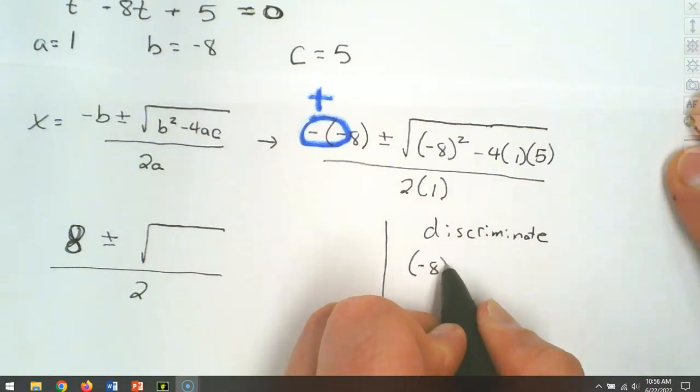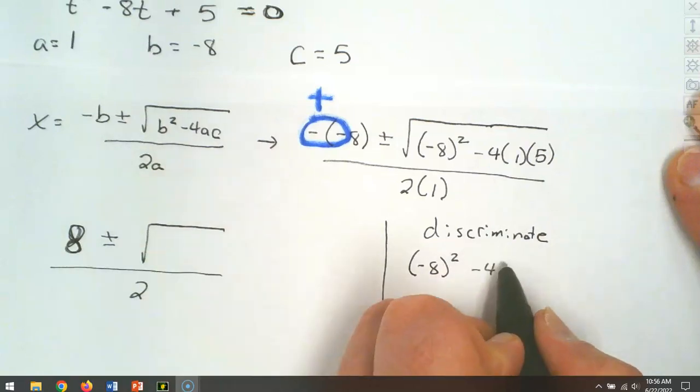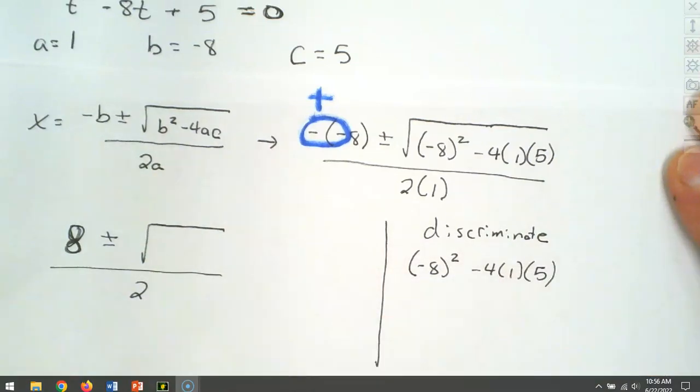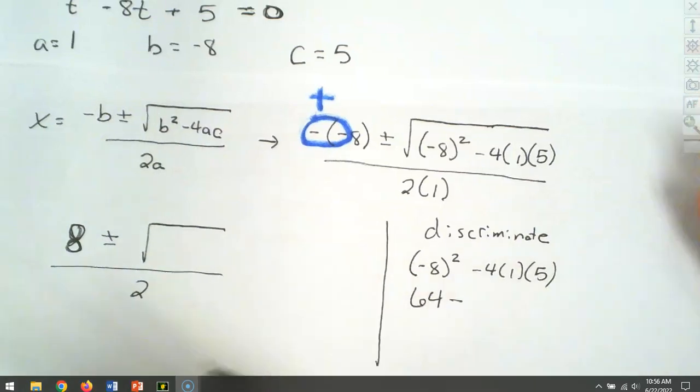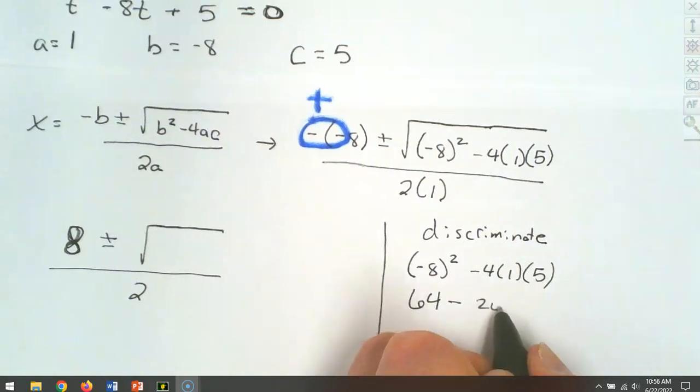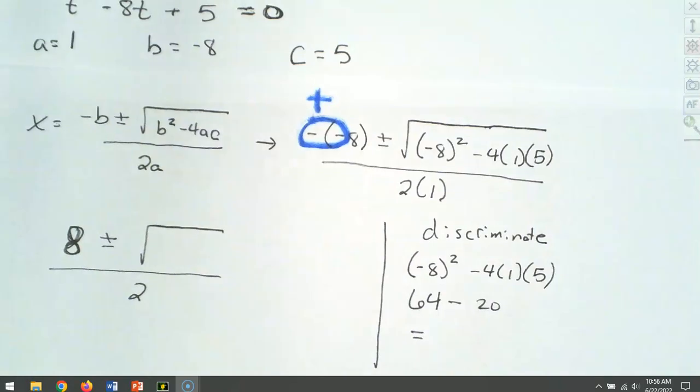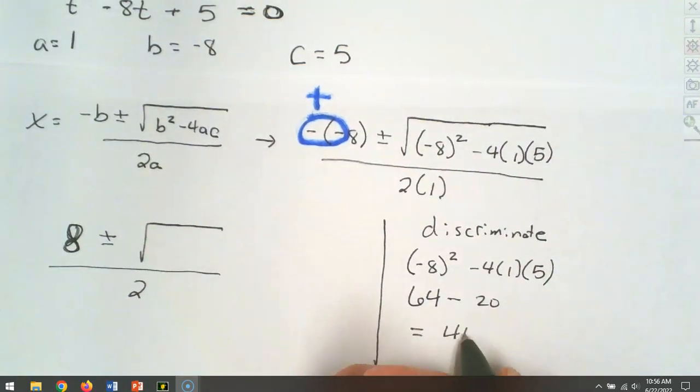And that's a negative 8 squared minus 4 times 1 times 5. And 8 squared is 64. And then we've got a minus 20. And 64 minus 20 comes out to be a 44.